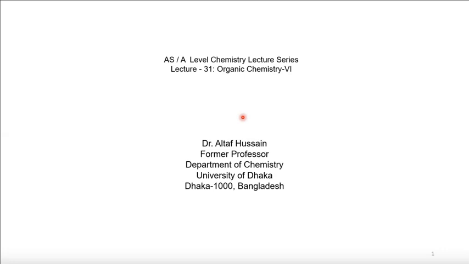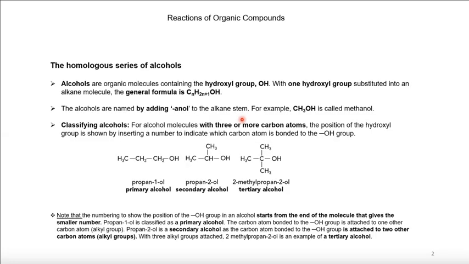This is the lecture series of AS and A-level chemistry, and this is the 31st lecture, specifically on organic chemistry 6. In the last lecture, we were talking about polymers of organic chemistry, which is a big subject, but we take that polymer only for AS level, that is basic polymer. Now we are going to talk about a homologous series of alcohols.